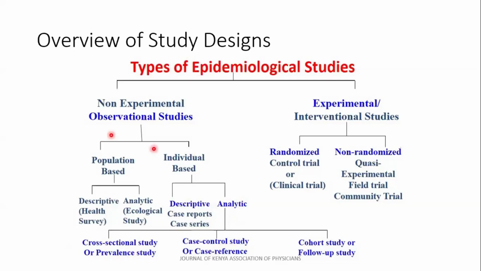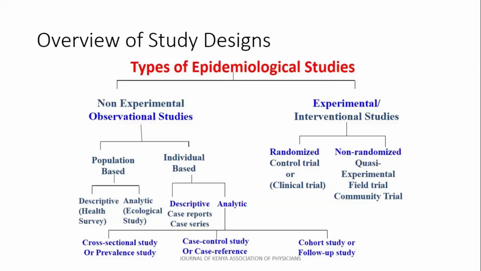And this is what we'll basically be looking at today. And then in next week's session, we'll be looking at experimental study designs, which are broadly classified as randomized controlled trials or clinical trials, and non-randomized trials, so like quasi-experimental trials or field trials or community trials.